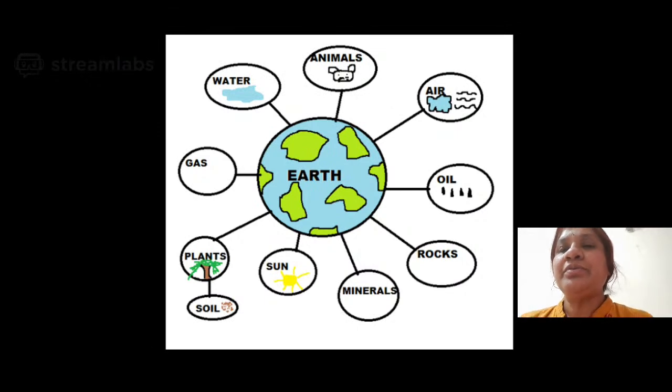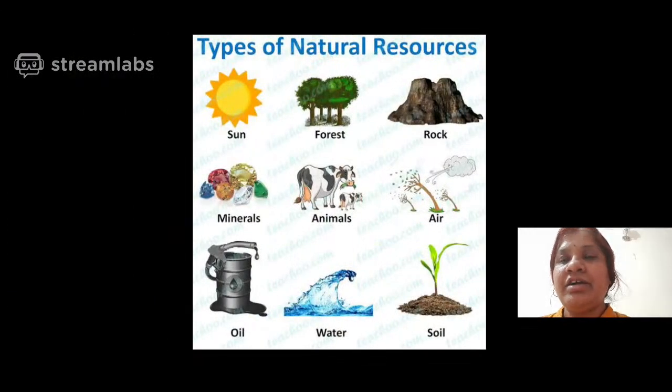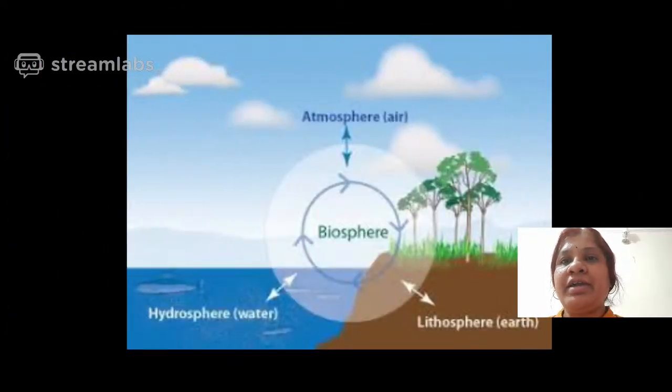Yesterday we came to know what the different sources are that we come across on the earth, and these are the different kinds of natural resources available on the earth. Only earth has got a biosphere where life can be seen, hence it is called the green planet. The biosphere is the continuous interaction between the atmosphere, hydrosphere and lithosphere.